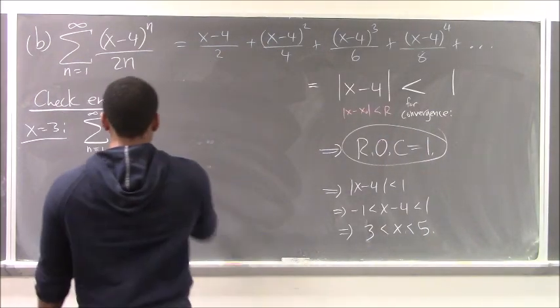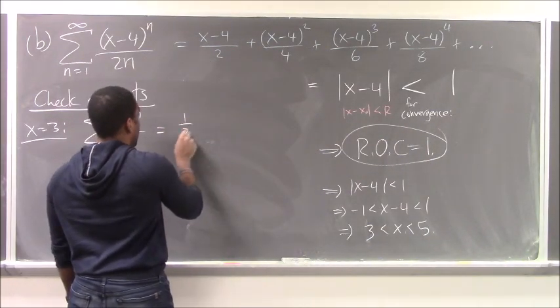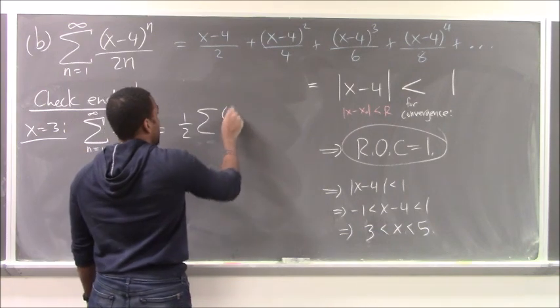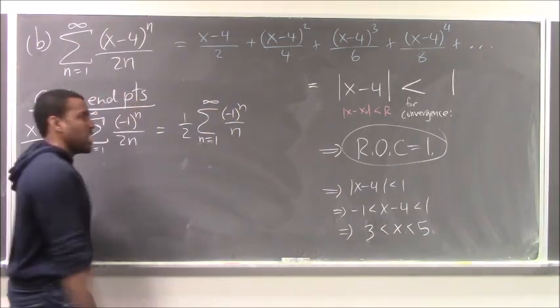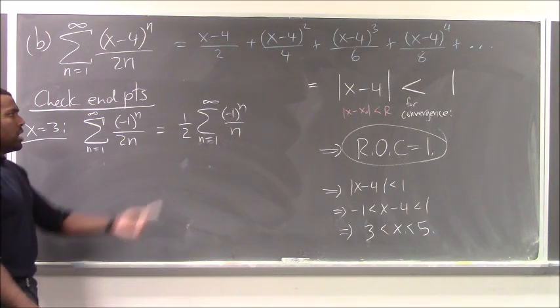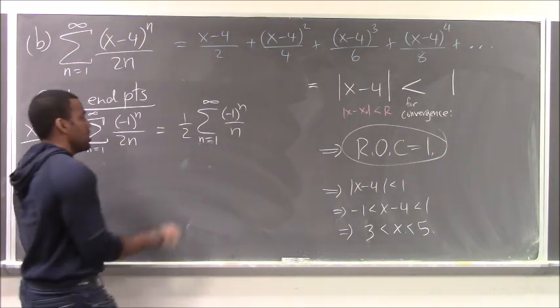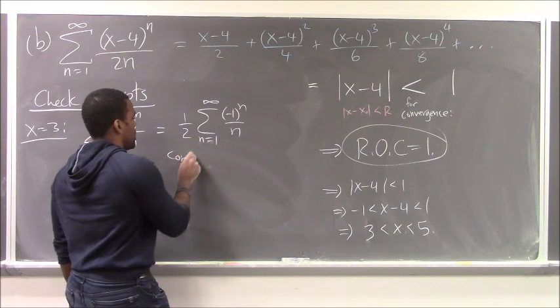And the answer is yes. Hopefully you got that. So this is 1/2 times the series of (-1)^n over n. This is the alternating harmonic series. We actually showed that converges before, and then we're just multiplying by half. So this converges by the alternating series test.